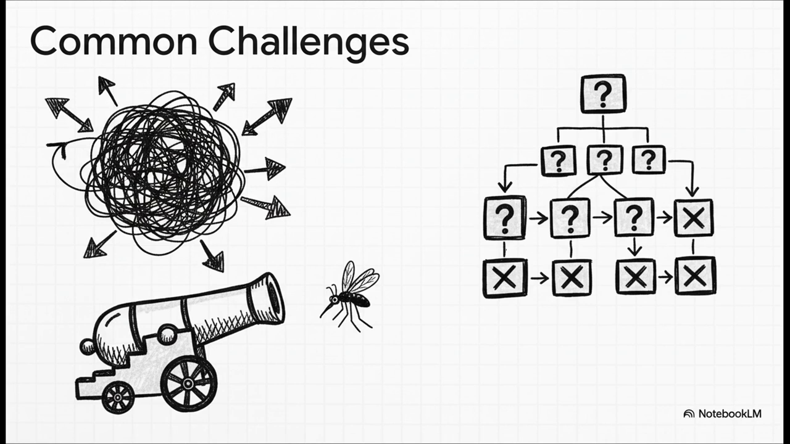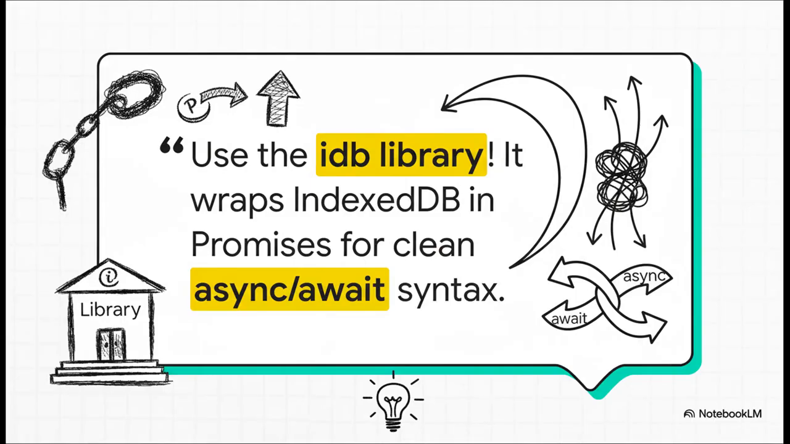But, it's not all sunshine and roses. The native way to use it is kinda clunky. It's based on listening for events, like success or error, which can make your code a bit messy. Managing different versions of your database can also be complex. And let's be honest, if all you need to save is whether a user wants dark mode or light mode, this is like using a cannon to kill a mosquito. It's total overkill.